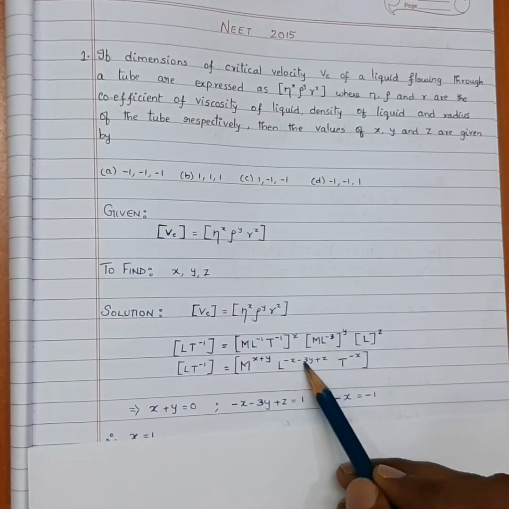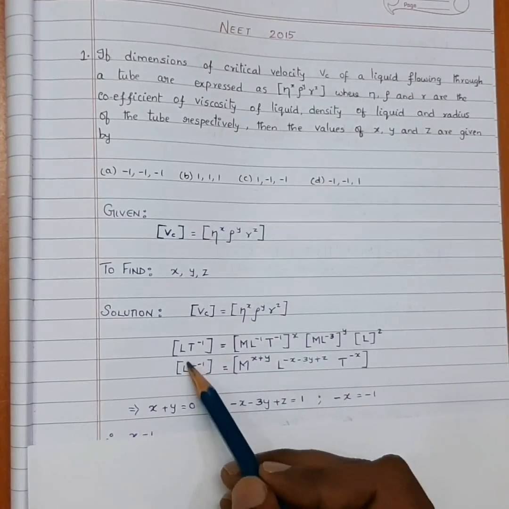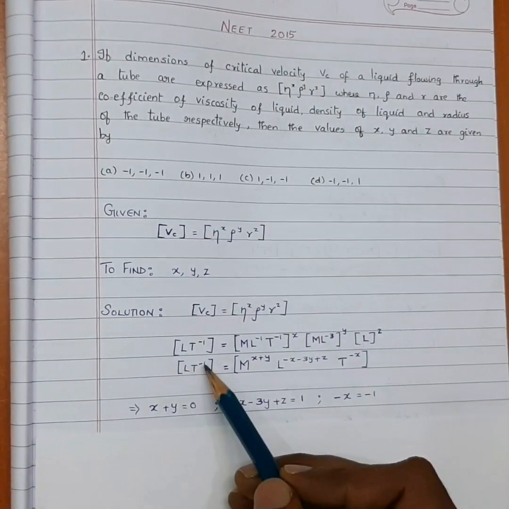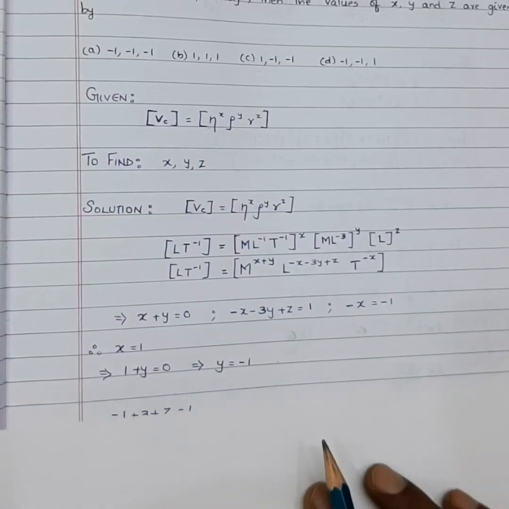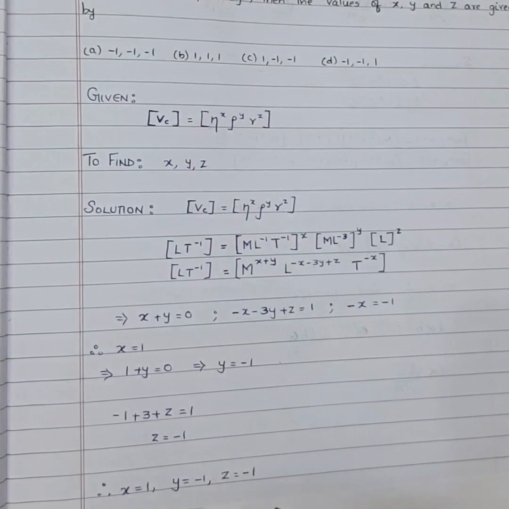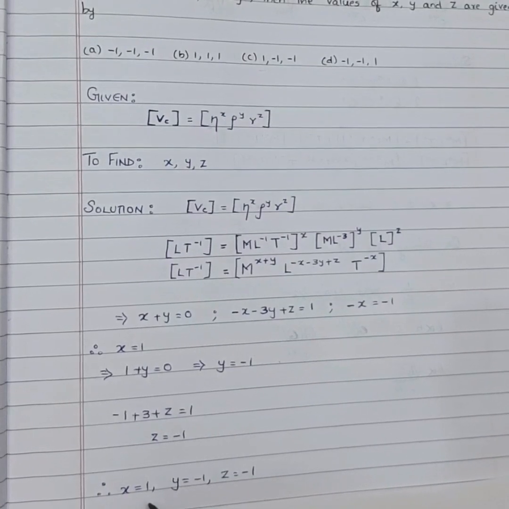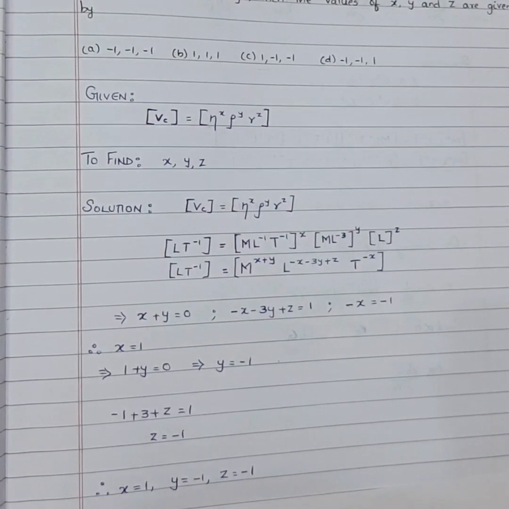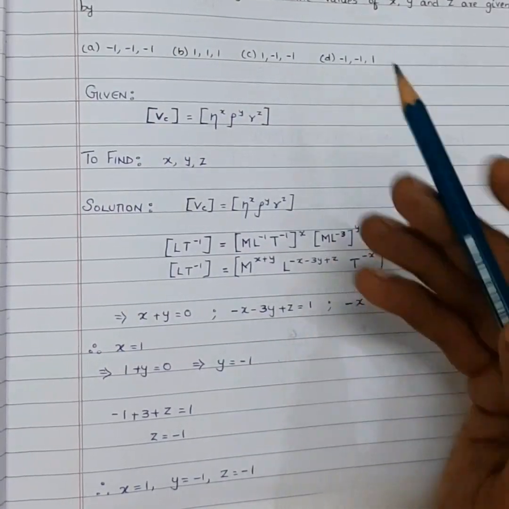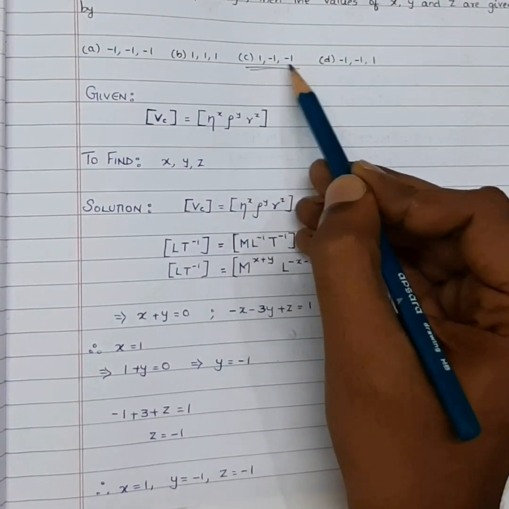Similarly minus x minus 3y plus z is equal to 1, and T power minus x is equal to T power minus 1, that is minus x is equal to minus 1. So we'll solve these three equations. If you solve this, I'll be getting the value of x as 1, y as minus 1, z as minus 1. So the value of x is 1, minus 1 and minus 1. So C is the correct answer.